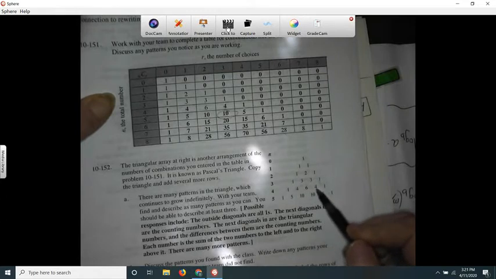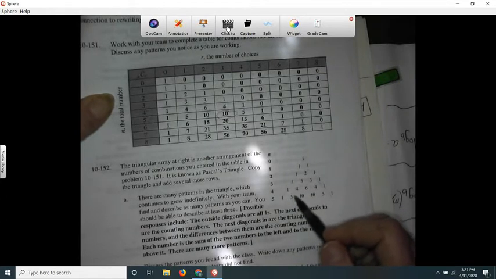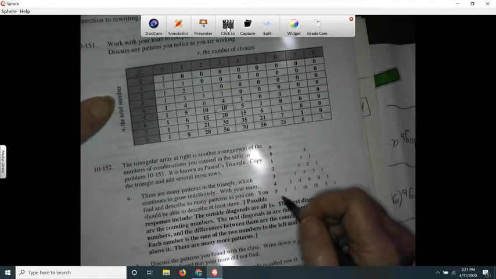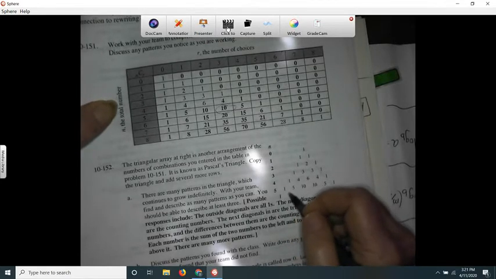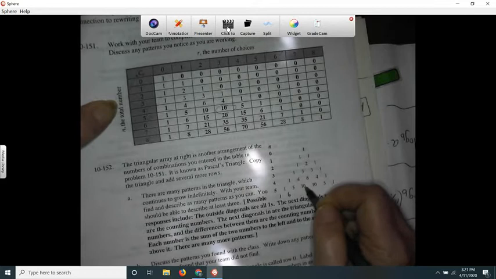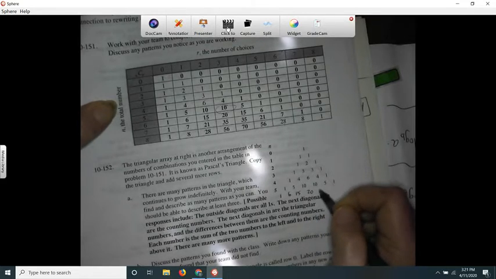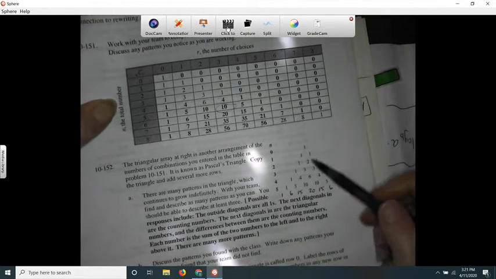That's my favorite thing about the pattern, because then if I want to expand it, 1 plus 5 is 6. 5 plus 10 is 15. 10 plus 10 is 20. 15, 6, 1. Is that what they wanted us to do? Yeah. There are a lot of different patterns. You might find more patterns than the ones I said.